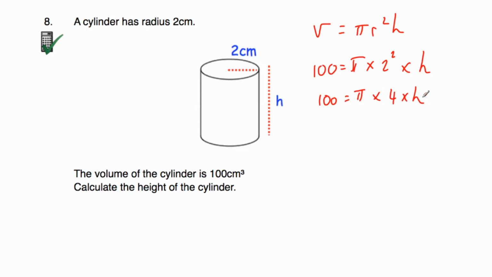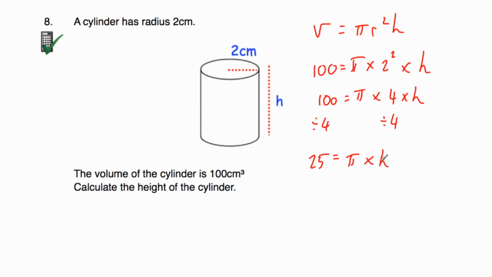Now we want to solve this equation, so we want to get the h on its own. We want h equals a number. So what we want to do is get rid of this times by 4 and get rid of this pi as well. So let's get rid of the times by 4 to begin with. So let's divide both sides of the equation by 4. And if we divide the left-hand side of the equation by 4, 100 divided by 4 is equal to 25. And on the right-hand side of the equation, we divide by 4 to get rid of this times by 4. So we'll just be left with pi times h.